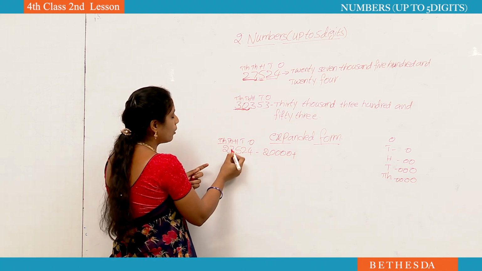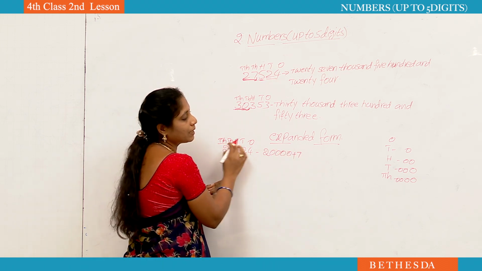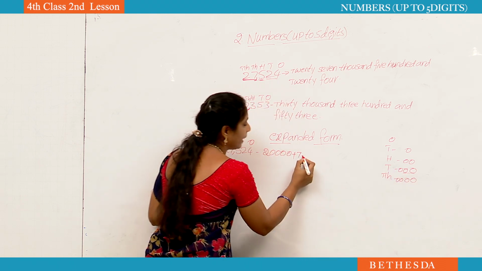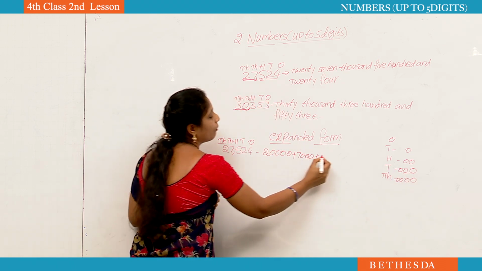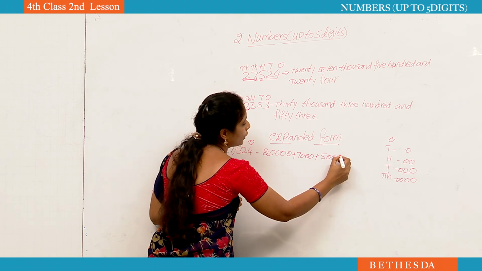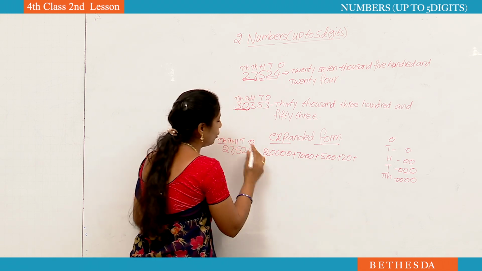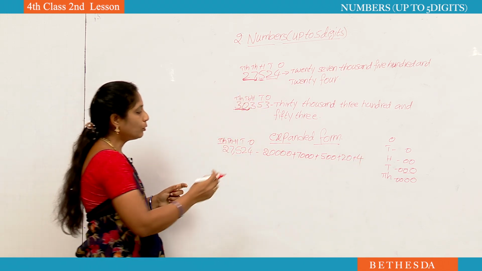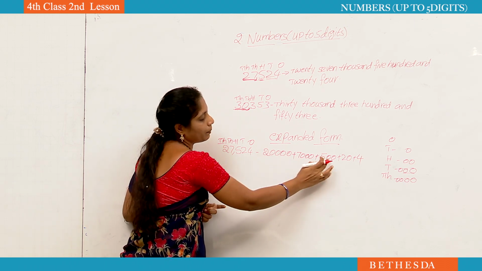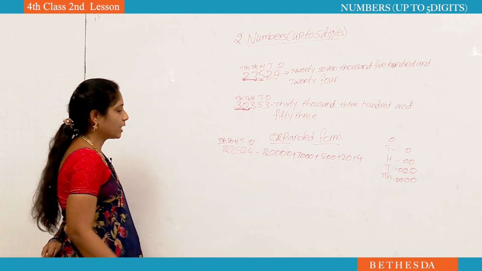Next, the thousands place number is 7. 7 is at the thousands place. For 1000, how many zeros do we have to write? 3. Yes, 3 zeros, 7,000. Hundreds place, 5. 100 means 2 zeros. Tens place 2. 10 means 1 zero. Sorry, the ones place is 4. Now 20,000 plus 7,000 plus 500 plus 20 plus 4. Like that we have to write the expanded form.